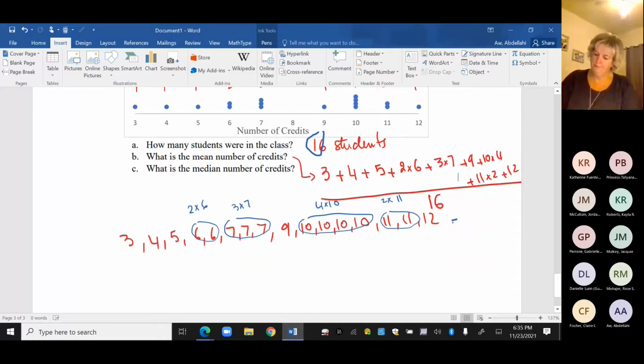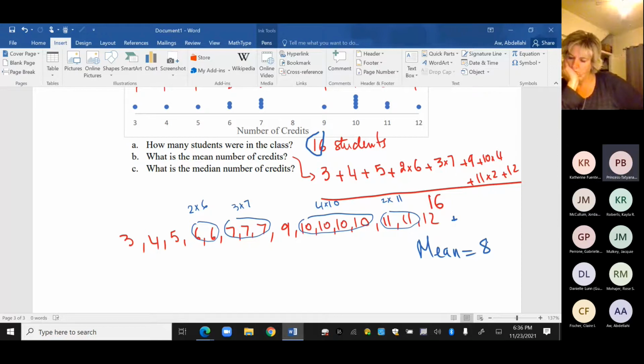How much did you get for everybody who did that? 8. You got 8? Yes. I'm going to trust you. So the mean is 8. Okay, now that we have all our data written explicitly, what is the median now? I got 8. You got 8. You got the same number for the mean and the median.